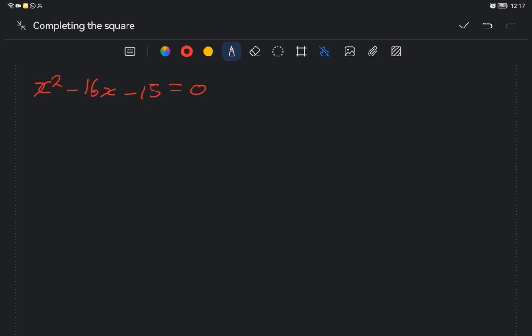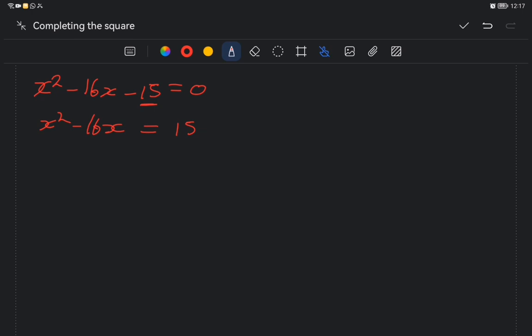First things first, you need to put numbers on the right hand side and numbers with variables on the left hand side. In this case, we only have one number, which is negative 15. You take that negative 15 to the right hand side because you must separate it from the variables. So you have x squared minus 16x is equivalent to positive 15.